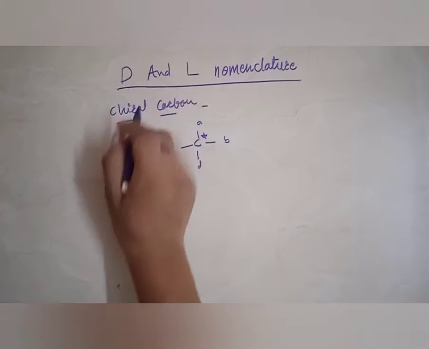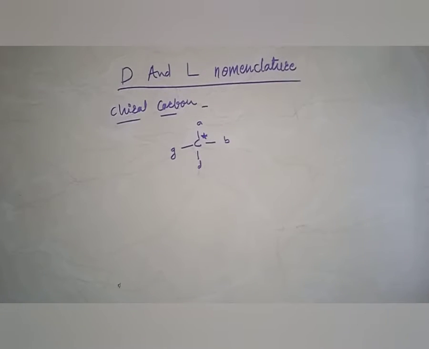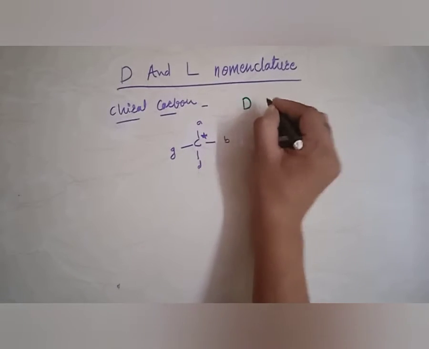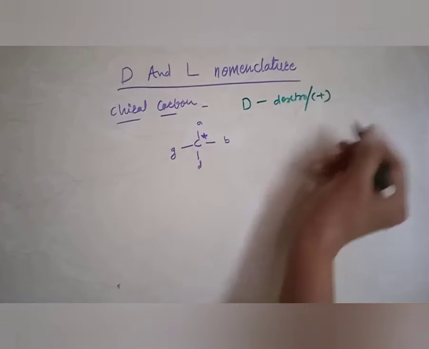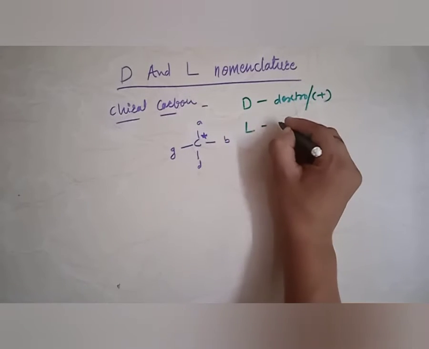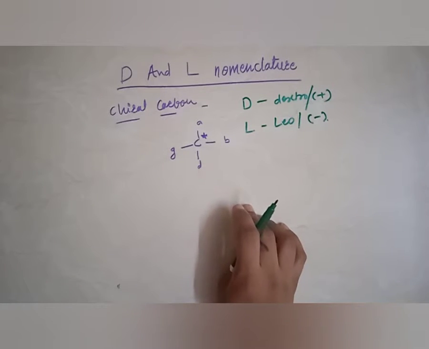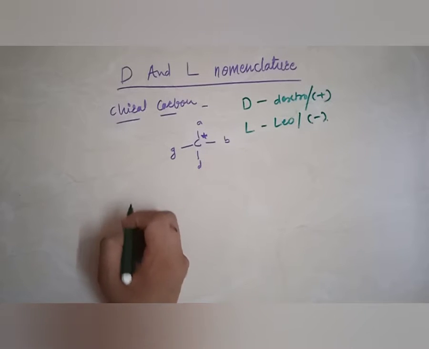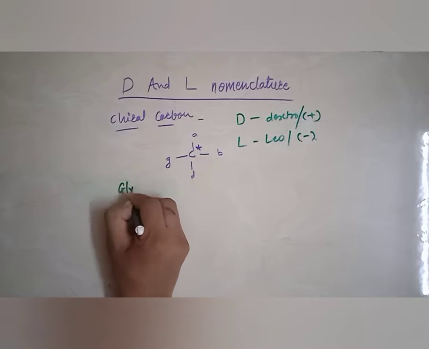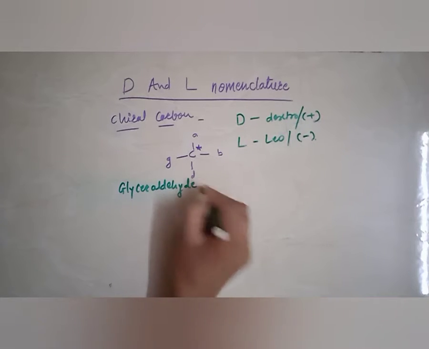So D and L means what? Dextro and Leo. D is the long form of dextro, also the positive or plus sign, and L is the long form of Leo, the negative sign. For better understanding we can take one example. Take the glyceraldehyde. The glyceraldehyde compound has a chiral carbon, so there are four different groups attached in glyceraldehyde.